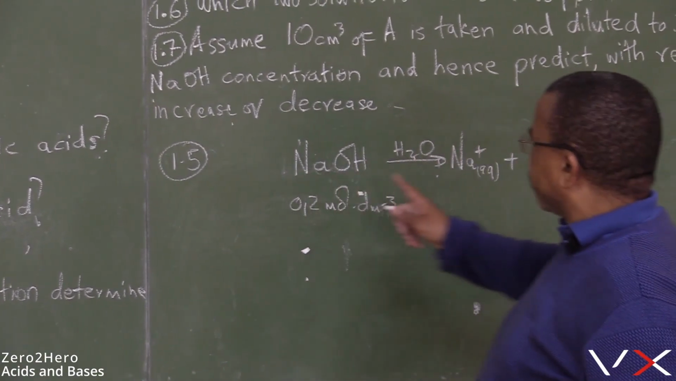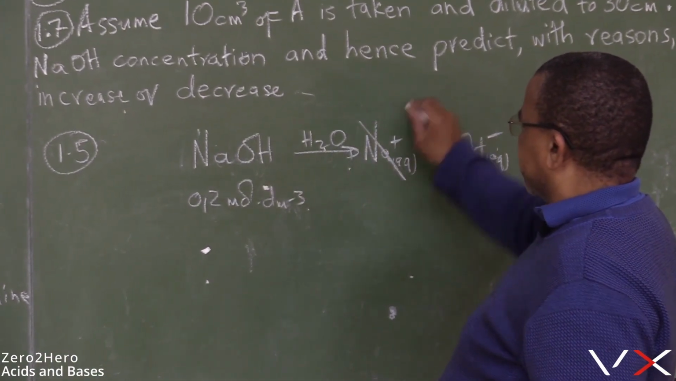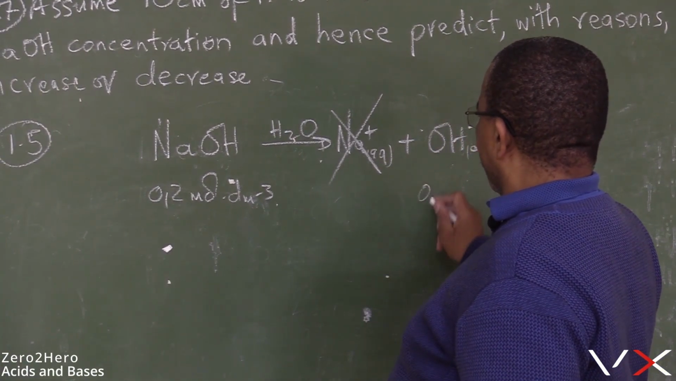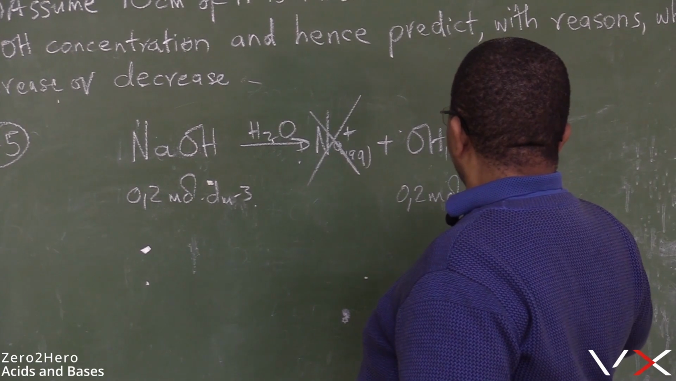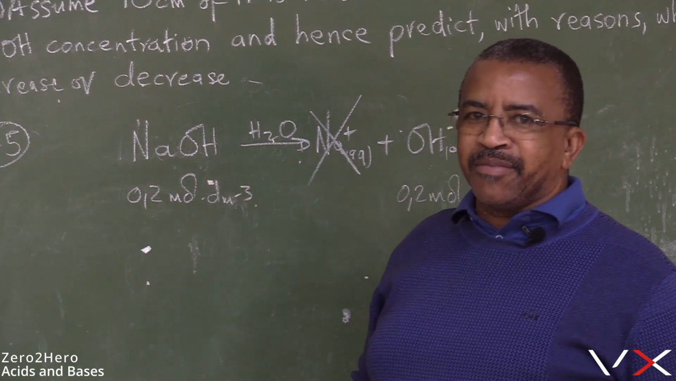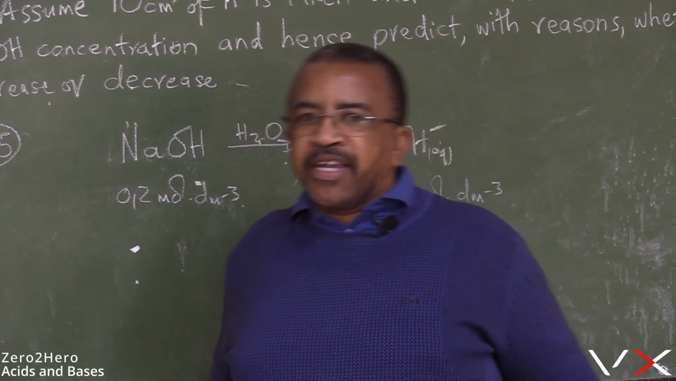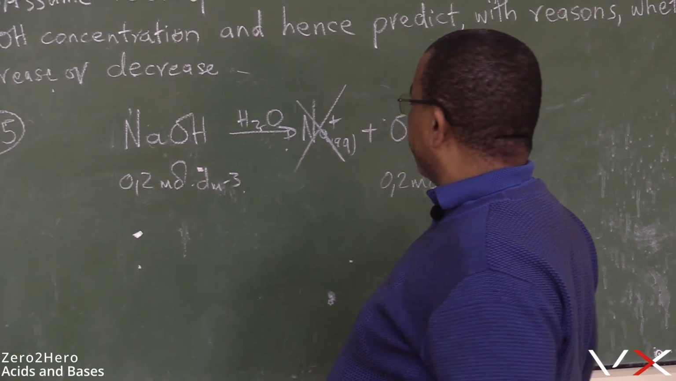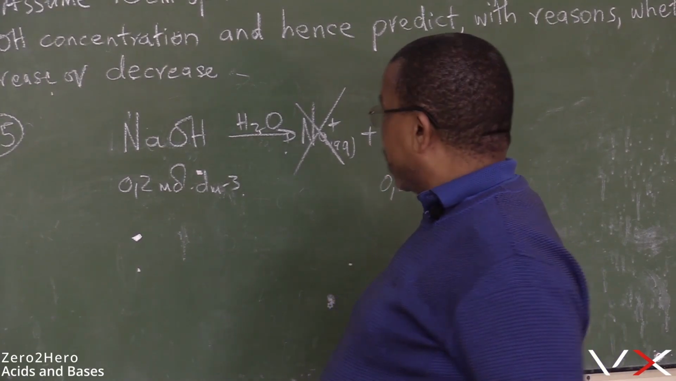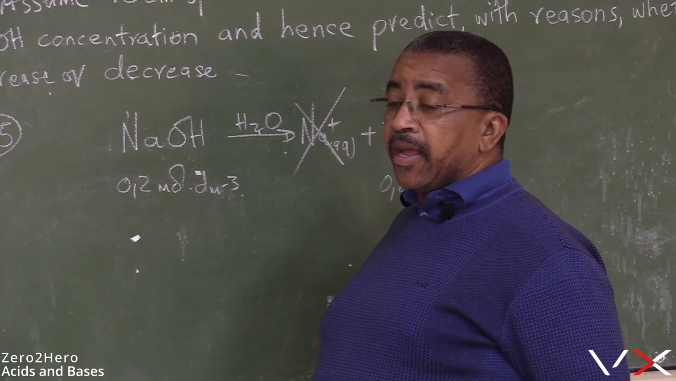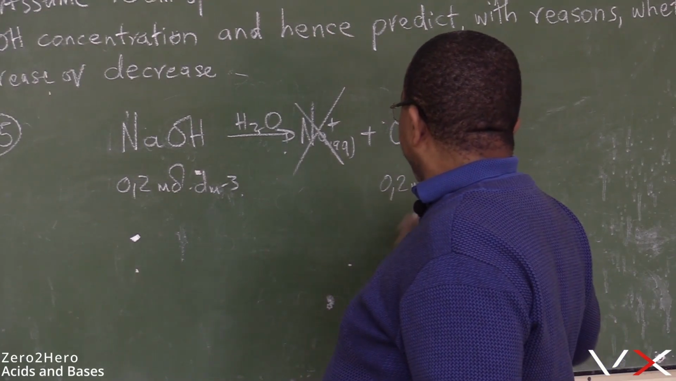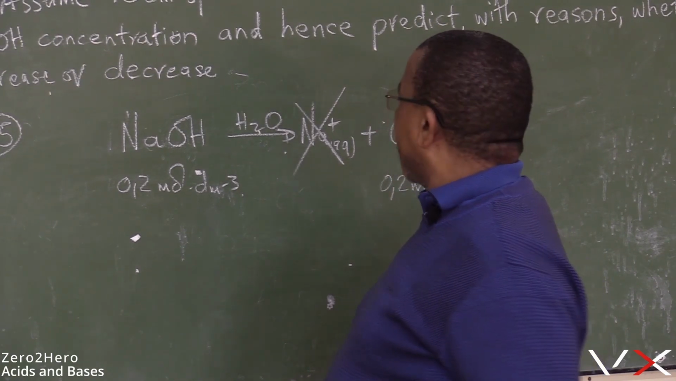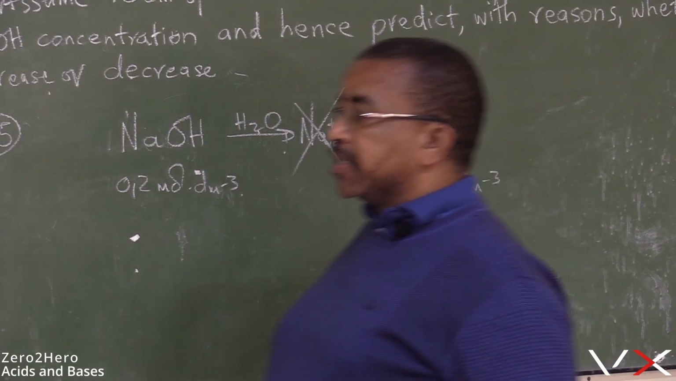If one produces one, so 0.2 mole per cubic decimeter will also produce 0.2 mole per cubic decimeter. The ratio is the same. 1 mole of sodium hydroxide produces 1 mole of OH minus. So 0.2 will give us 0.2. That is the concentration of OH minus. So the concentration of OH minus is 0.2 mole per cubic decimeter.